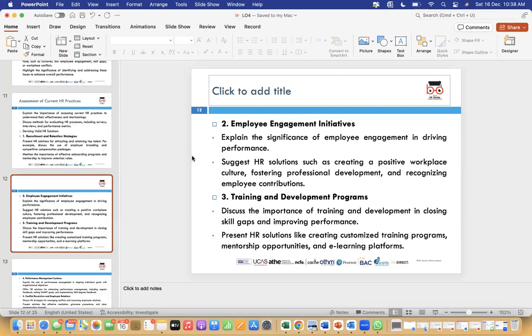Then employee engagement initiatives. So how you can drive employee engagement: different meetings, recognizing employee contributions, making sure that they are happy to do their job, because if they come to a stagnant position and they're not being given different challenges, they are going to look at different ways to get that, and probably look at different jobs, which is going to essentially increase turnover.